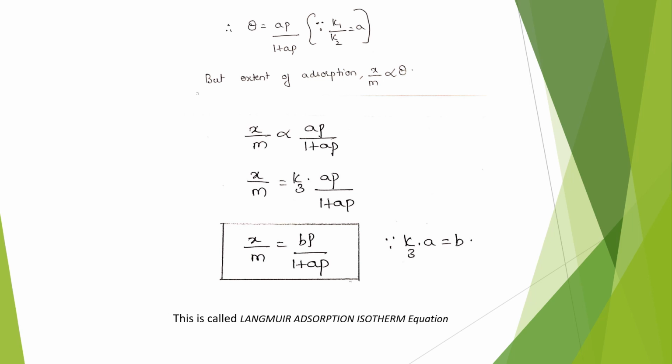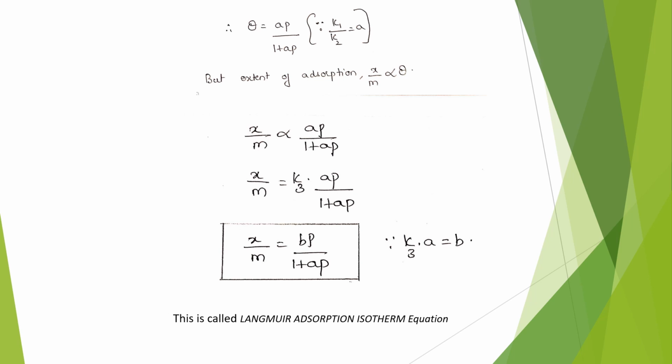Okay. So what is theta value? Look at the above step. Theta is equal to AP by (1 plus AP). Okay. So x by m is proportional to AP by (1 plus AP). So if we remove the proportionality, another new constant K3. Because we used K1 and also K2, the next constant we can take it as K3 into A into P by (1 plus AP). So the final expression x by m is equal to BP by (1 plus AP).